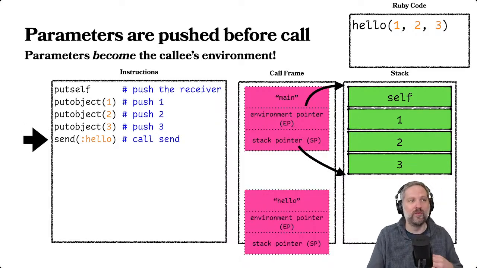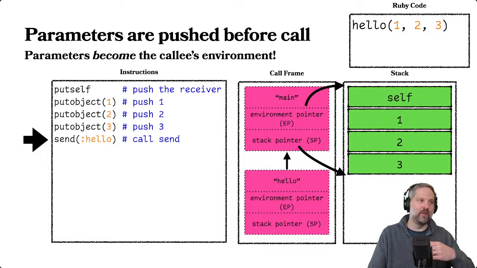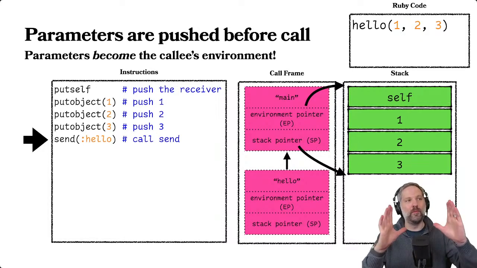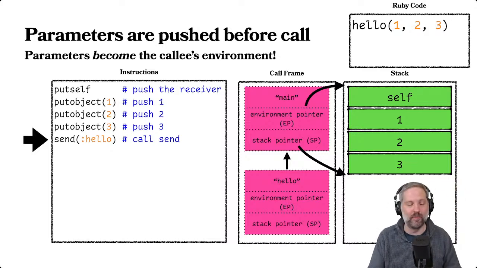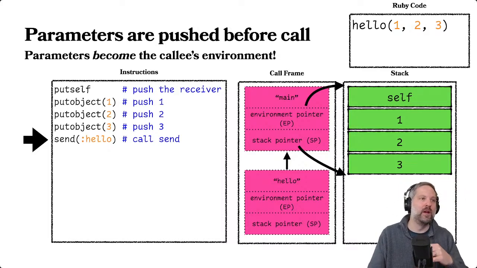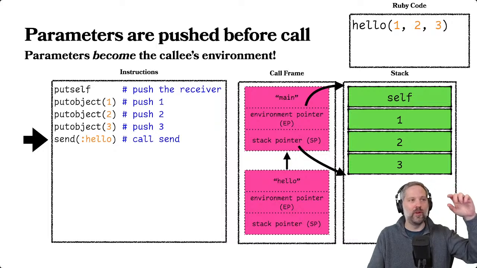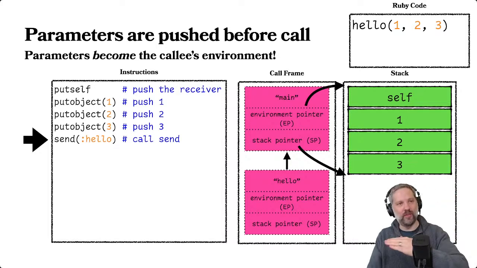When we do send, the virtual machine pushes another call frame onto the call frame stack. So now we have 2 call frames on our call frame stack. That new call frame points at the previous call frame, and that's actually how we can get stack traces back out. You'll notice our top call frame has a stack pointer that points underneath 3.